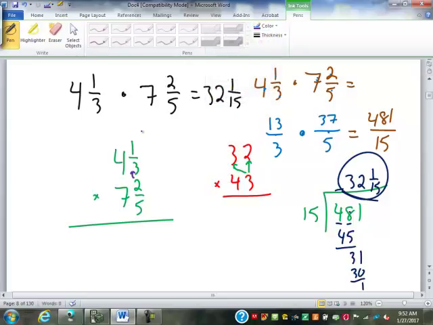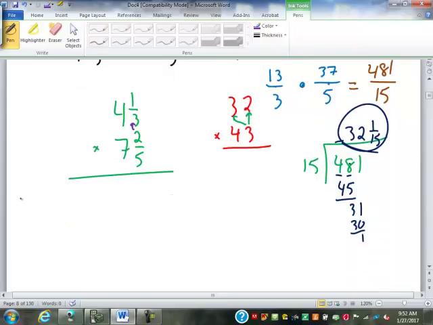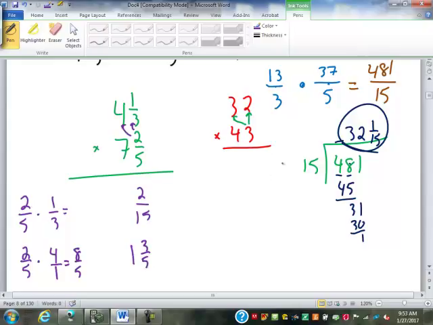We have to do the 2/5 times 1/3, which is 2/15. But we also have to do 2/5 times 4. How do I multiply a fraction times a whole number? Yeah. I make it 4 over 1 to make it a fraction. So now 2 times 4 is 8. 5 times 1 is 5. 8/5 or 1 3/5. So now the 2/5 is multiplied by both digits in the top number.